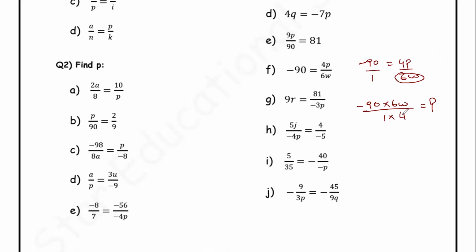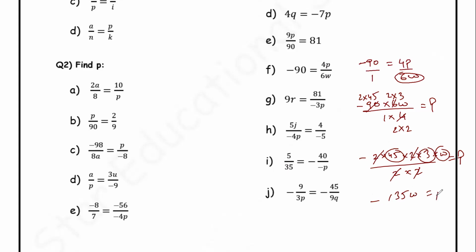Now I work out 2 times 2 and 2 times 3, and I'll work this out as 2 times 45. I'll rewrite it: negative 2 times 45 into 2 times 3 upon 2 times 2. These 2s cancel. I forgot the W, which is equal to P. So now I got negative 45, 3, and W, and that's negative 135 W, which is equal to P. Got it? So the trick is faster.